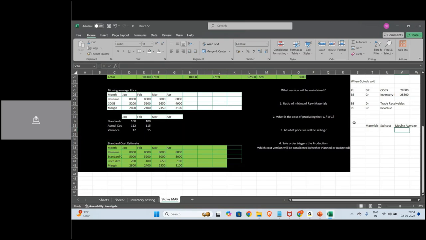I am not maintaining any version, anything. Right. So the version, now you will agree that the version is not relevant to materials, right? Now let's come to, yeah, right. Now your sale order will trigger the production order.